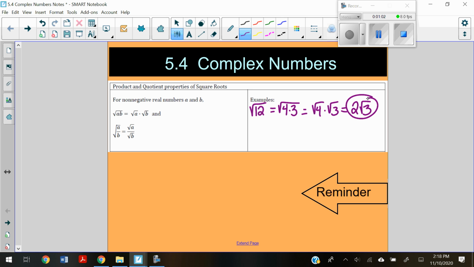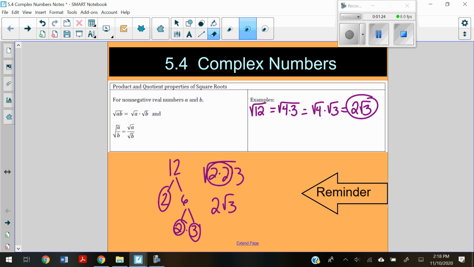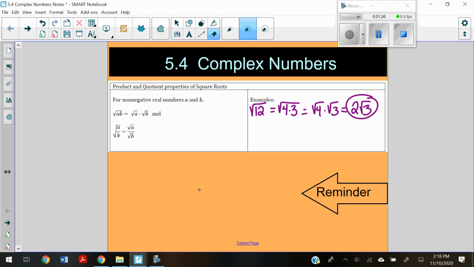So this is the same as if you would have done 12 and broke it down into 2 and 6, and then into 2 and 3, and said, hey, 2 times 2 times 3, I have a pair here. Really, 2 times 2 is 4, so it's the same thing as what we're doing up there. And then we get 2 square root of 3. Same idea here.